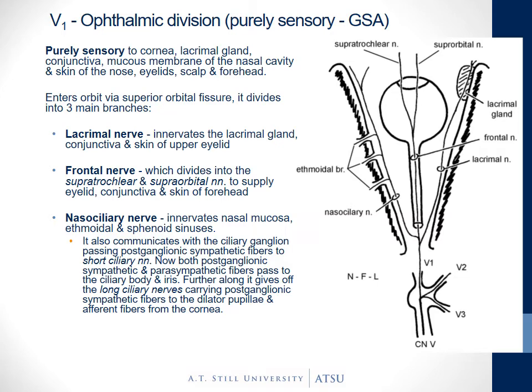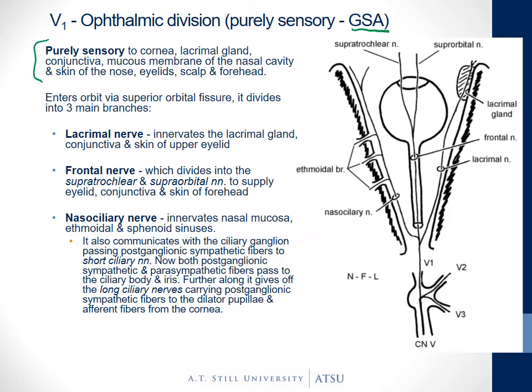Cranial Nerve 5, Division 1, the ophthalmic division, is purely sensory. That's what GSA stands for, General Sensory Afferent. And again, when I'm talking about general sensory, the feeling of touch and pain and so on. Listed here are all of the structures that are going to be provided with general sensory innervation by V1. So you can see basically structures within the orbit, but then there are branches that go into the nasal cavity.